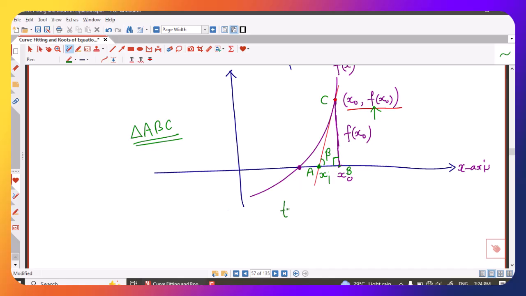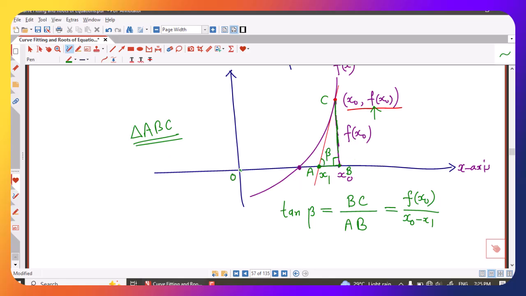Then we know that tan of beta is given by CB or BC divided by AB, because this is a right angle triangle. Now distance BC is nothing but value of function at x0, and this distance AB is x0 minus x1. Okay, this much distance, because this point is x1, this point is x0.